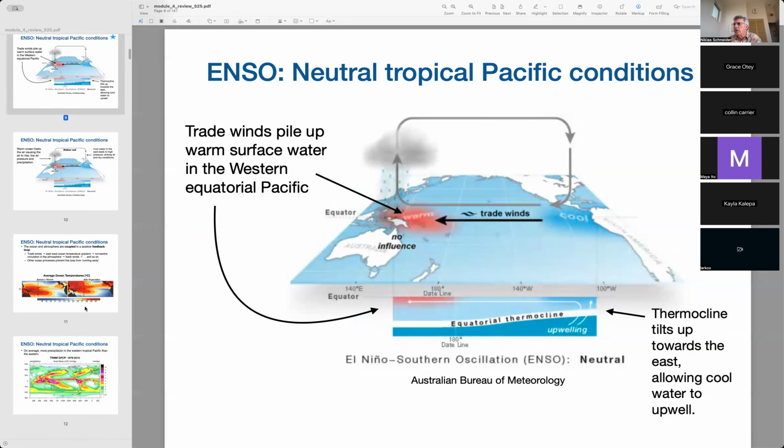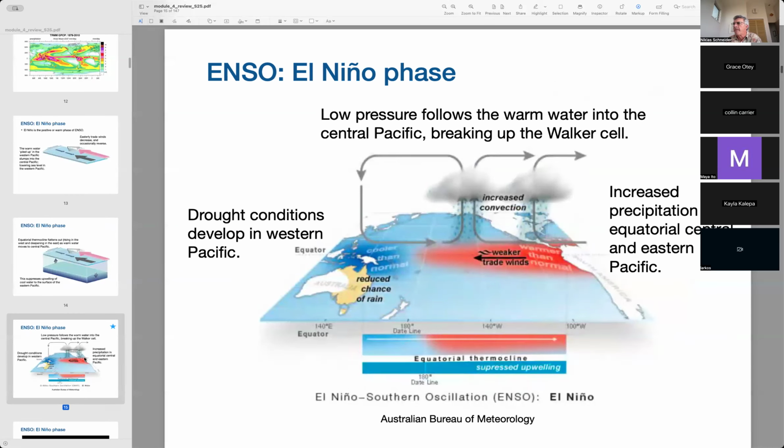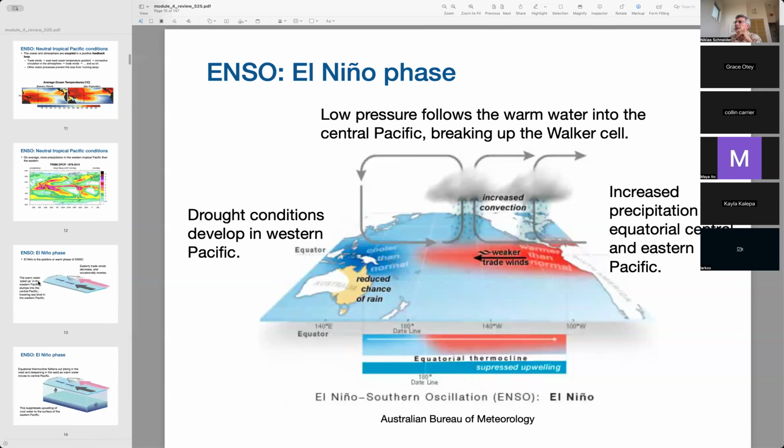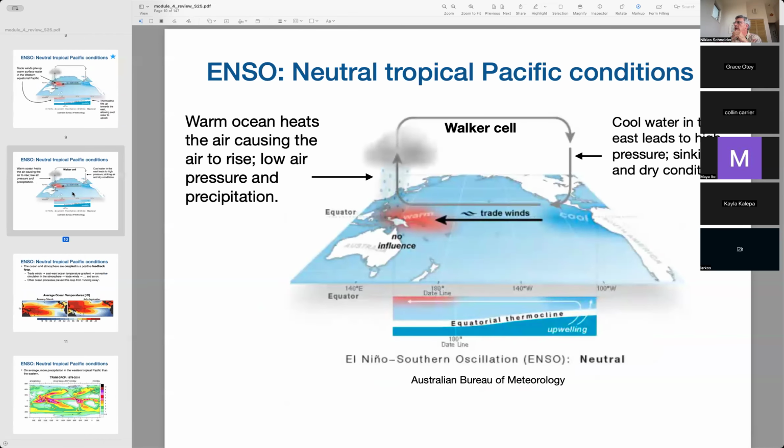Now, if we go to an El Nino, let's see what we have here. During an El Nino phase, we see that the system changes quite a bit. Sorry, if you just go a few slides back, let's just stay with this picture actually. Now, we perturb the system and say, okay, now let's make the trade winds a little bit stronger for whatever reason.